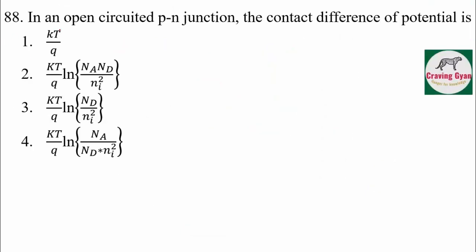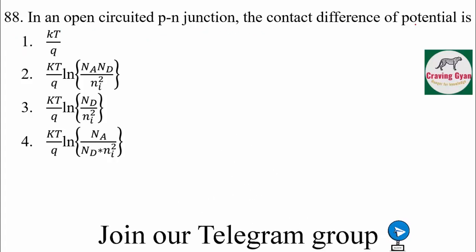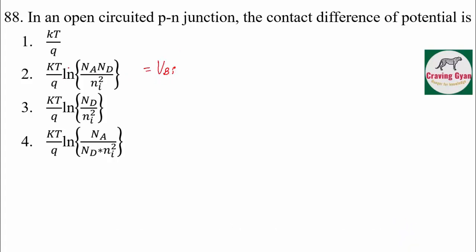Moving on to 88th question, what they have given is, in an open circuited PN junction, the contact potential difference is given by, it is also called as built-in potential, which is given by KT divided by Q into ln of NA ND divided by Ni square. This KT divided by Q, you can call it as thermal voltage.